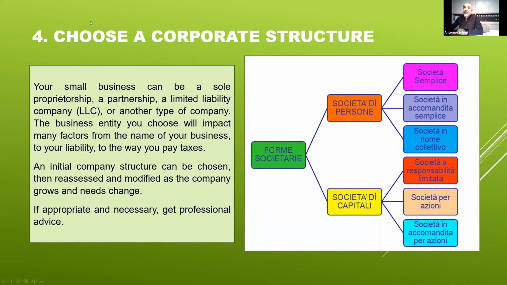So there is an important difference among this kind of companies. And of course, the choice of the corporate structure is very important from the point of view of the responsibilities. So I always suggest young people speak with an expert in this field who can give the best suggestion before starting the company itself.